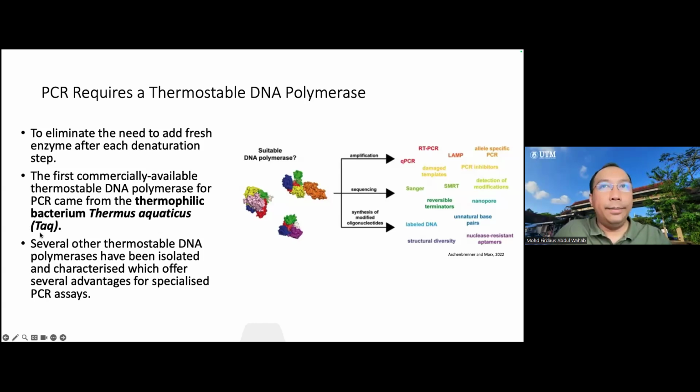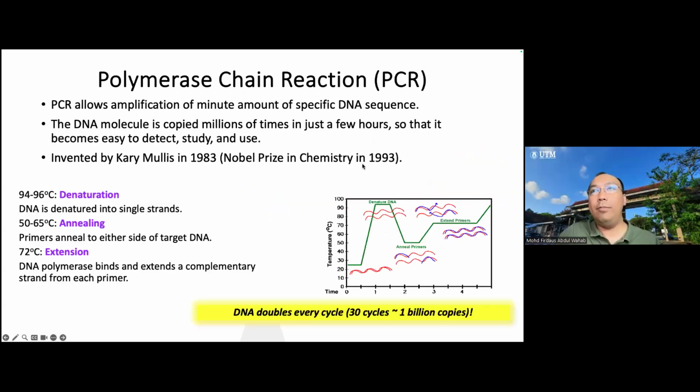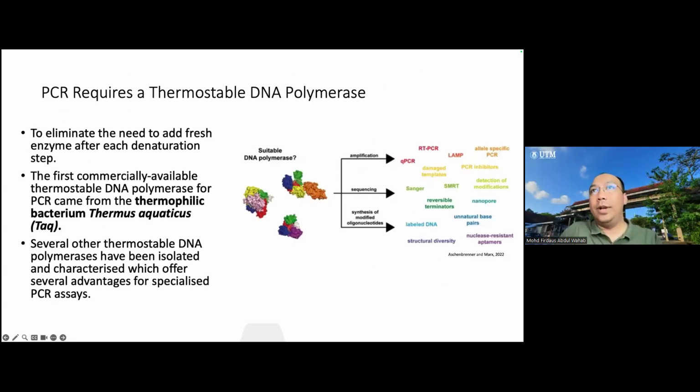But nowadays, there are many advanced types of polymerases that have been engineered depending on the application. So we have polymerases for amplification. We have polymerases for DNA sequencing. We also have polymerases for modified oligonucleotide synthesis. Each of these polymerases has been specifically engineered to be suitable for the different applications. So this covers the molecular tools that we are going to be discussing this morning.